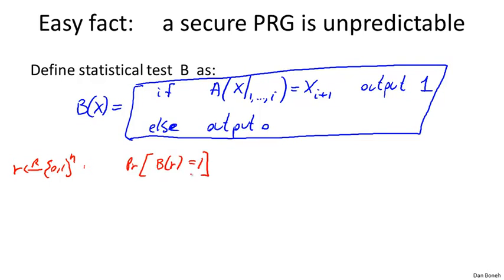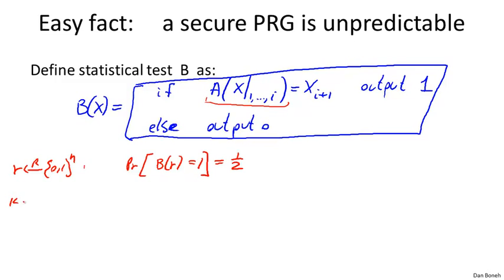Well, for a truly random string, the i plus first bit is totally independent of the first i bits. So whatever this algorithm A is going to output is completely independent of what the i plus first bit of the string R is. And so whatever A outputs, the probability that it's going to be equal to some random independent bit x_{i+1} is exactly 1/2. In other words, algorithm A simply has no information about what the bit x_{i+1} is, and so necessarily the probability that it's able to predict x_{i+1} is exactly 1/2.